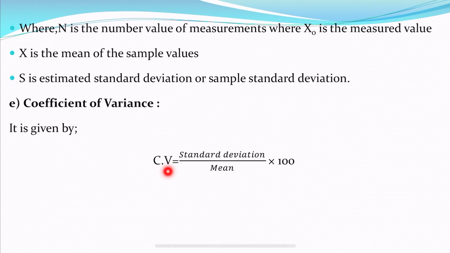CV means coefficient of variance, which equals standard deviation divided by mean into 100. It is just like we are converting the standard deviation and mean into percentage. That is why we are using CV equals standard deviation divided by mean into 100.